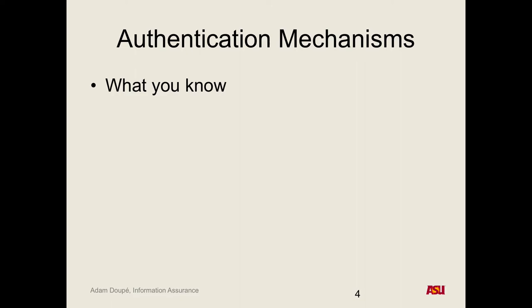Is an ID card something you know? It's something that you have. So the second main category is something that you possess, that you have. So this is the ID card.